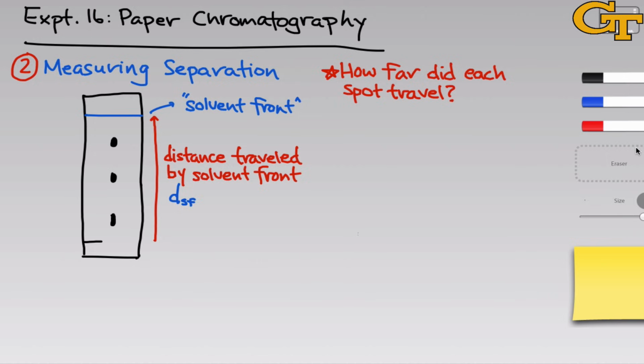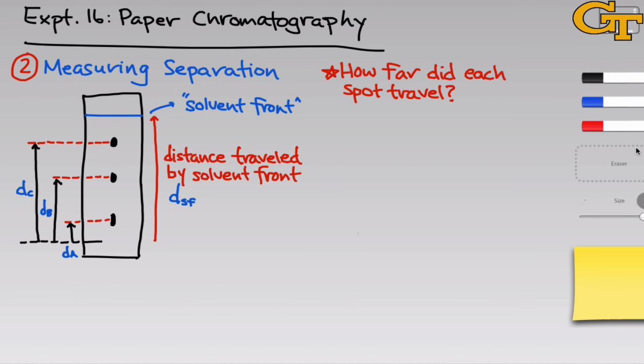To illustrate how far each spot traveled, we need to measure the lengths traveled by each spot, which is pretty logical. And we measure from that bottom left hash mark, from the starting point of the spot, to see how far each spot traveled. So for example, we could measure to the first spot, call that d sub A, second spot d sub B, and third spot d sub C.